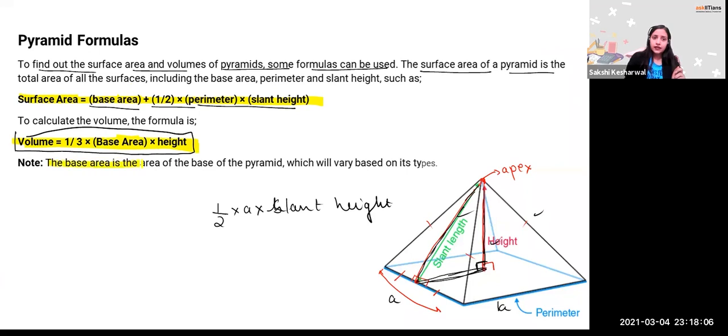It says that the base area is the area of the base of the pyramid, which varies with the type of base. If you take the different types of bases, its area also varies, right? So you have to know the area of a square, you know the area of a triangle, but when there is the area of a pentagon, then the area of a hexagon, you should know how to find the area of the base, right? So there are different formulas given. So you should know the formulas to find it out, right?